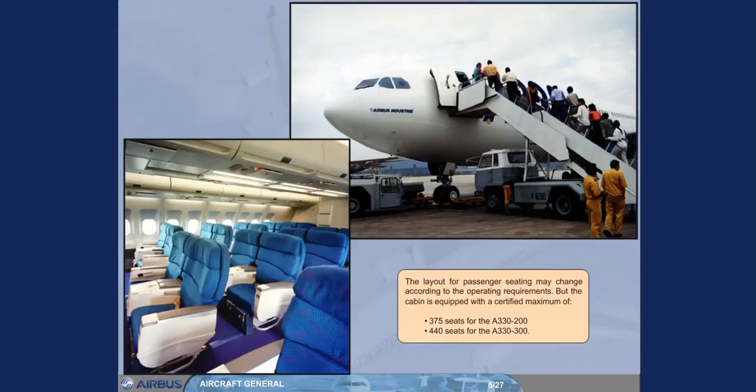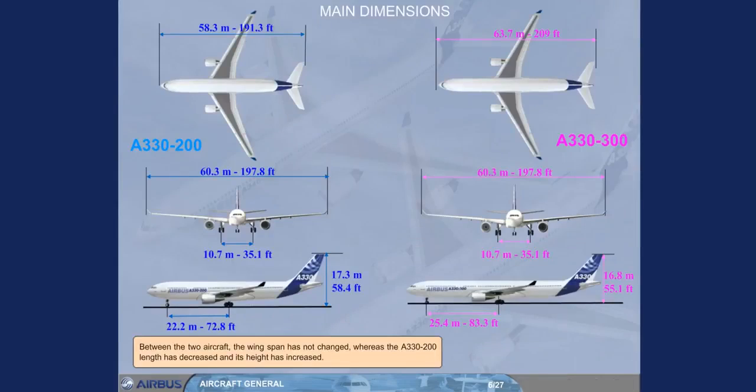The layout for passenger seating may change according to the operating requirements, but the cabin is equipped with a certified maximum of 375 seats for the A330-200, 440 seats for the A330-300. Between the two aircraft, the wing span has not changed, whereas the A330-200 length has decreased and its height has increased.